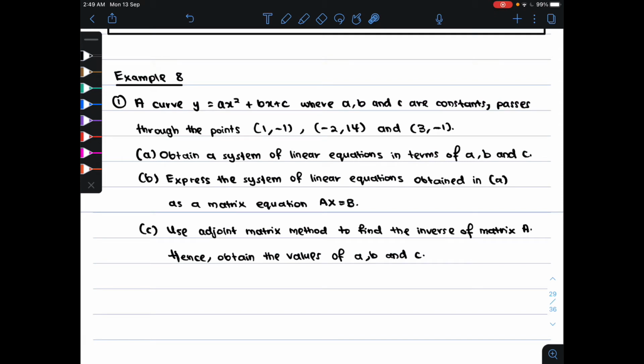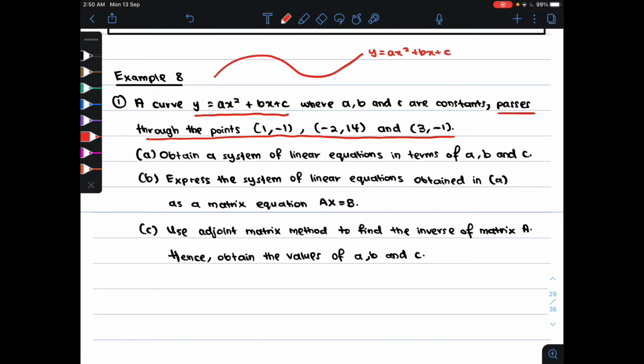Let's do example 8, question 1. A curve y equal to ax square plus bx plus c, where a, b and c are constants, passes through the points 1, -1, -2, 14 and 3, -1. So bayangkan kamu ada curve y and then dia akan lalu ketiga-tiga point tu. So dia akan lalu point yang pertama, point yang kedua dan point yang ketiga. So this means that all 3 points are on the curve y. Okay? So, kalau dia duduk dalam curve y ni, this means that you can substitute the value of the coordinates in our points here into our equation y.